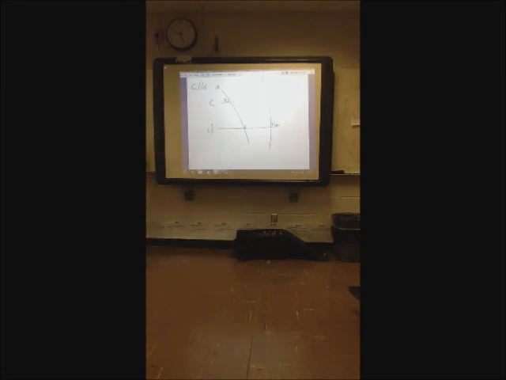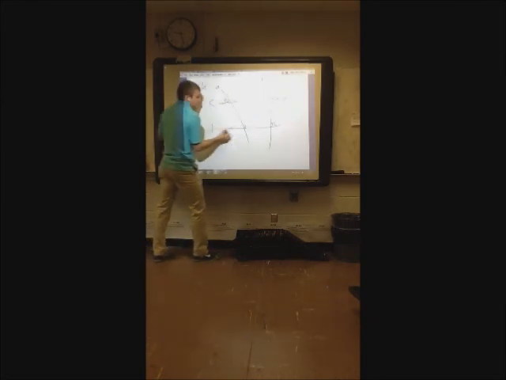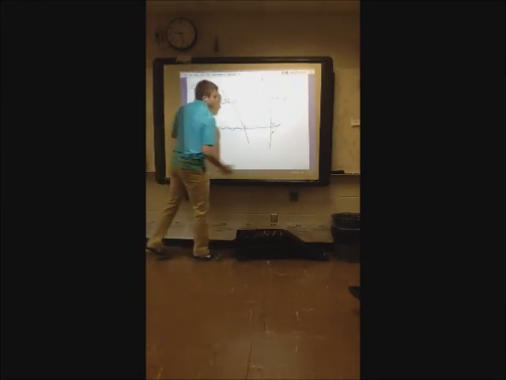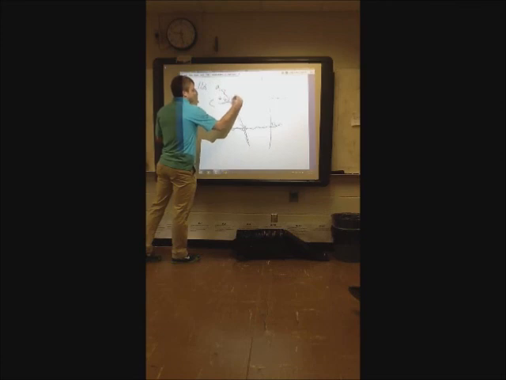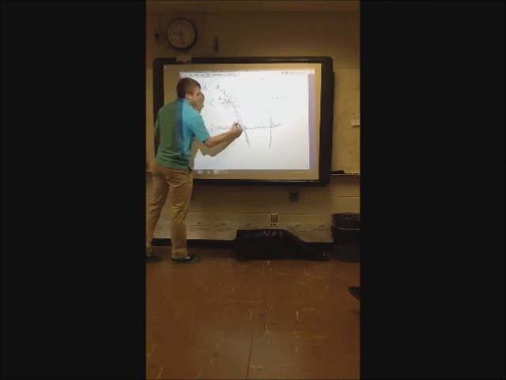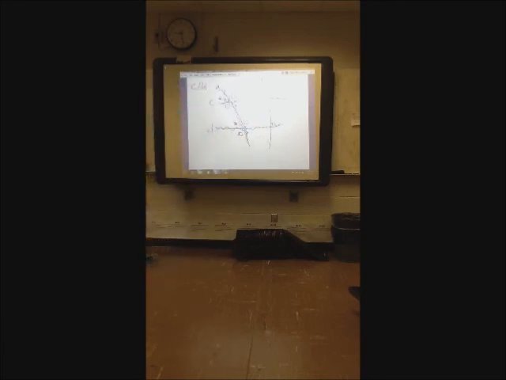What's the most number of lines you can ever use in a picture like this? 3. What 2 lines do you have to use? C and D, because why? They're the ones that are parallel. So you had to use C, you had to use D. Now if I'm trying to find X, what would be the other line you want to use here? A. And then what would you do to the picture? Star box there. And a star in a box means they add up to 180.